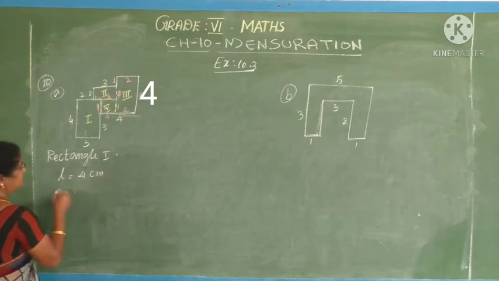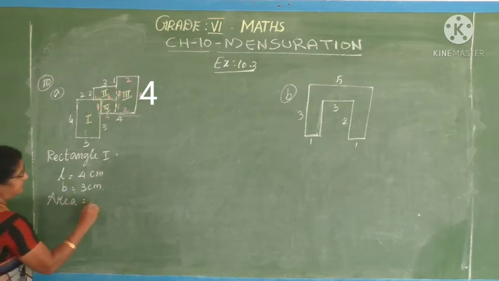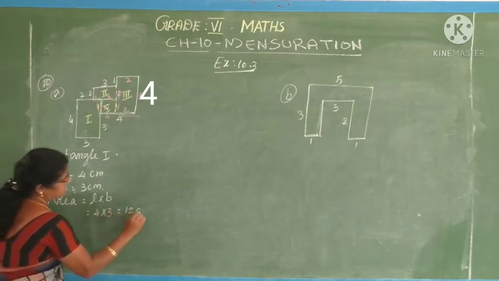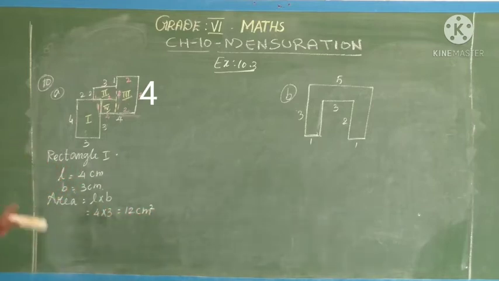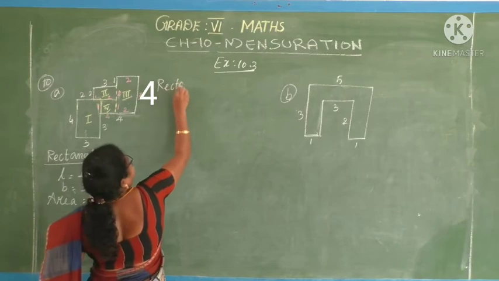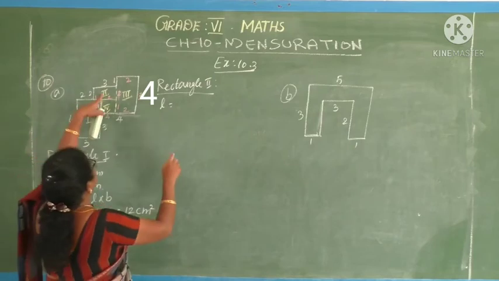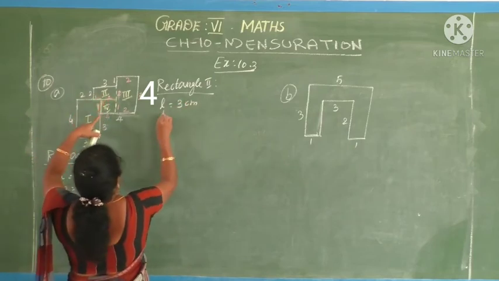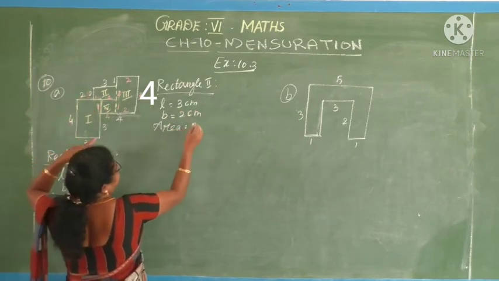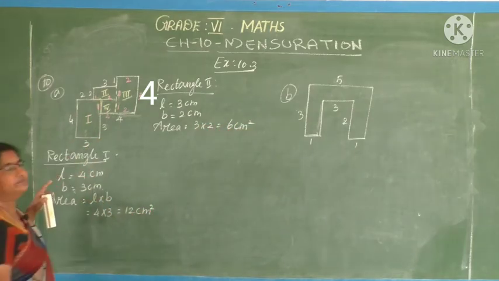Length of this one is 4 centimeter. Breadth is 3 centimeter. So area of rectangle equal to L into B. Substitute the values: 4 into 3 equal to 12 centimeter square. Okay, so likewise we need to find the area of rectangle 2. What is the length of this one? L is 3 centimeter. Breadth of this one is 2 centimeter. So area of rectangle 2 is 3 into 2, 6 centimeter square.